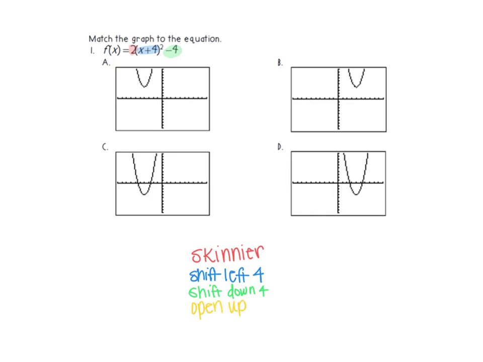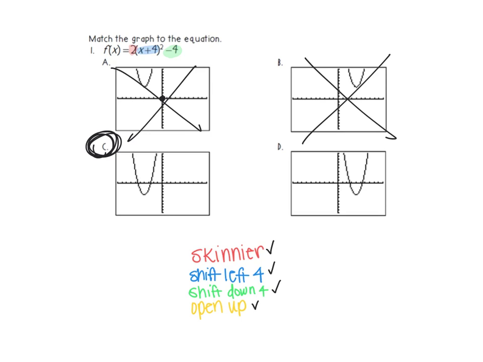So then basically I'm just looking at these graphs and figuring out which one got skinnier, shifted left, down, and opens up. If you look at this first one, it shifted left but then went up, and so it can't be this one. If I look at B, it shifted right and up, so that's not going to work. If I look at C, it shifted left, shifted down, it opens up, and it looks a little skinnier than normal. So this looks like a good option, but I'm just going to check D just to make sure. D shifted right, can't be D.